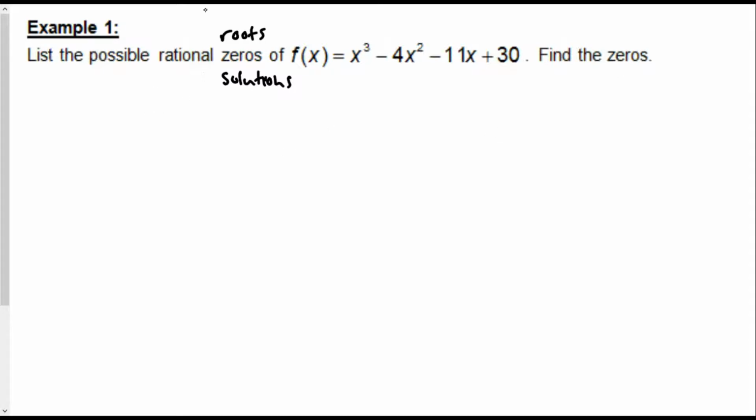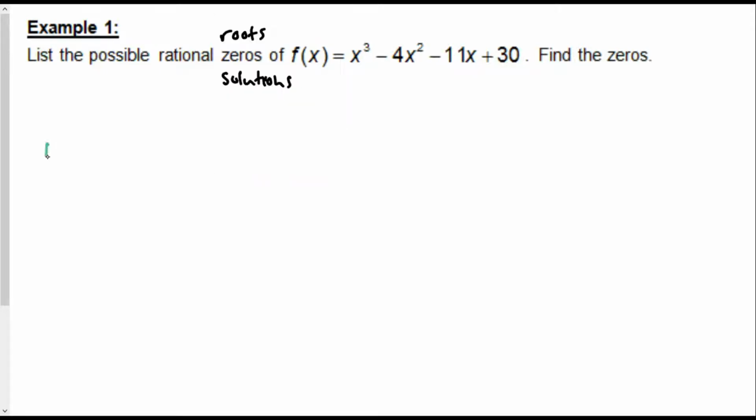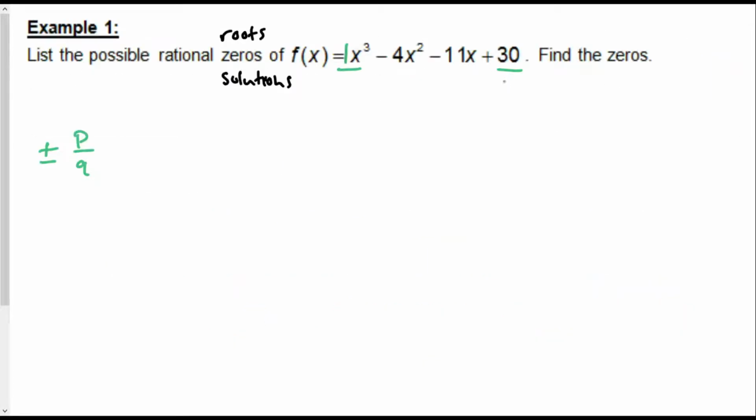All right, so first off, if I'm going to go through and list all the possible rational zeros, that means that I need to come up with a list that is plus or minus p over q. The value of p and q are in the problem, okay? If we go back and we look at our definition, it says p is the factors of the constant, okay? So this is where we get p from.